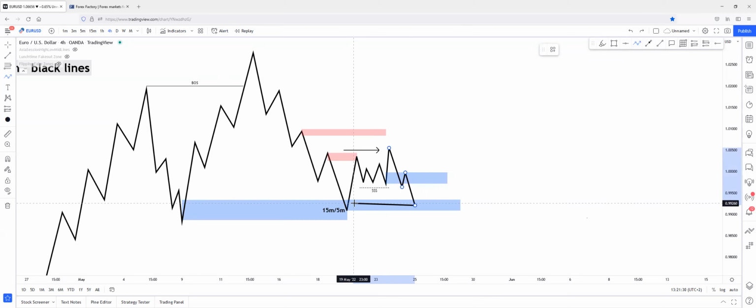Demand has to take a supply out in order to become a valid demand. Demand has to change character, break something, flip something to become a valid demand zone. So for me, this isn't a valid demand zone. I'm just waiting for simple confirmation to actually confirm this POI.